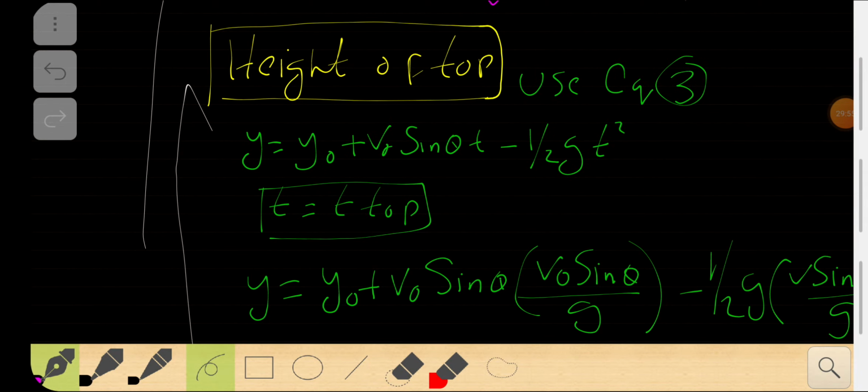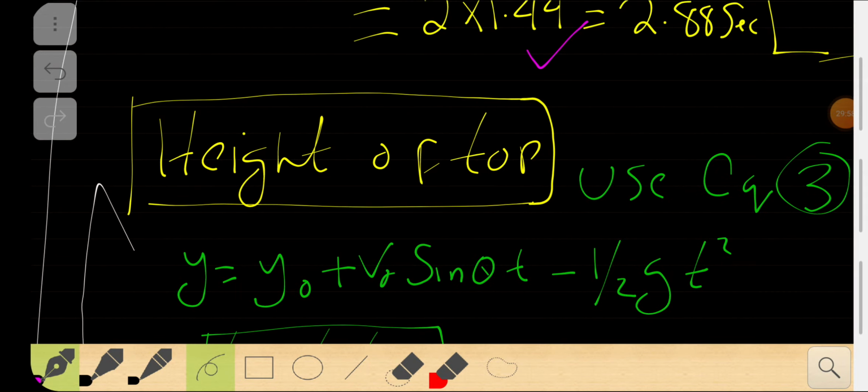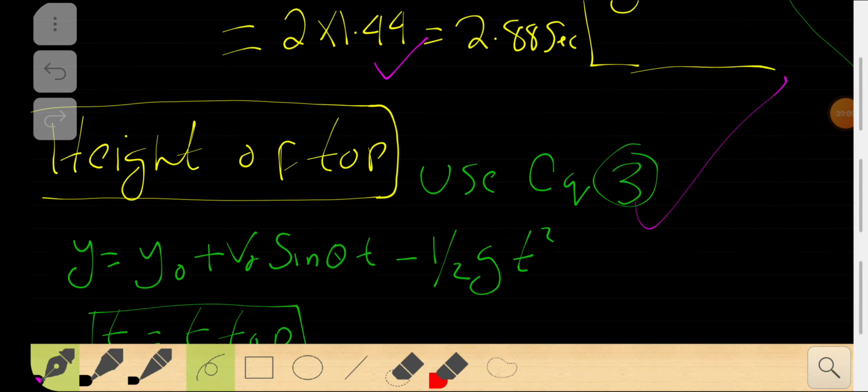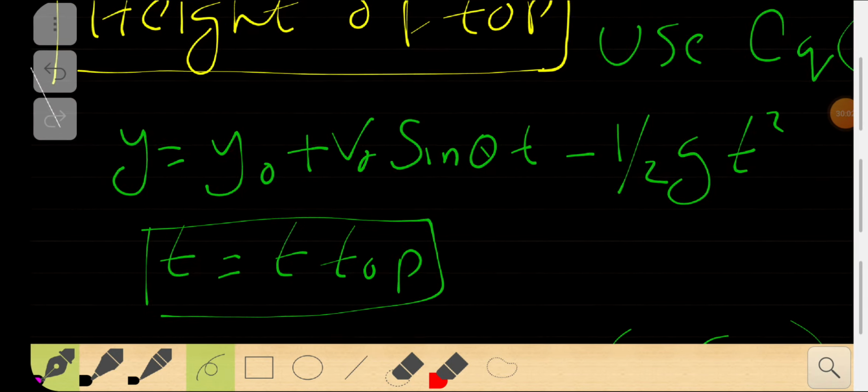If you want to find out the height of the top, you can use equation 3. Remember that equation is here, right, straight here.